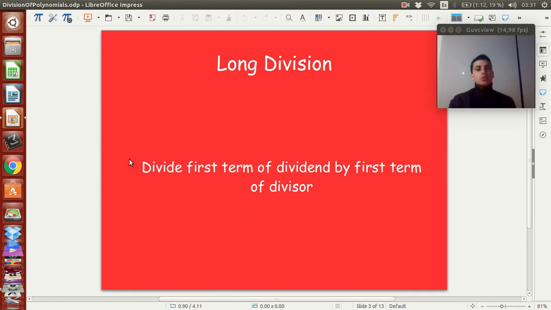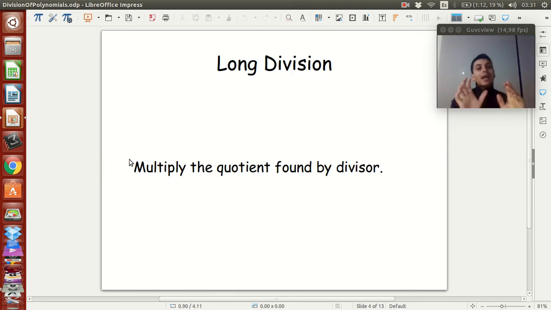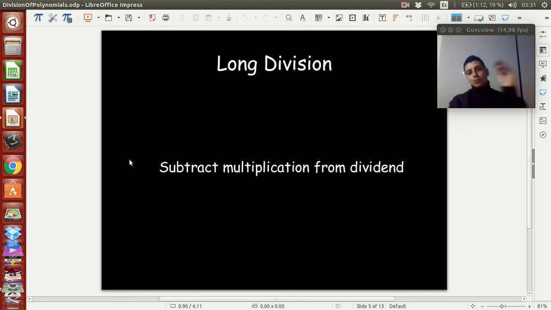So what you gotta do in long division? Take the first term of the dividend, take the first term of the divisor, and divide them. Then you will have a quotient. So this is the first step. Divide the first term of the dividend and divisor. Then multiply the quotient you got by the divisor. And the answer, what you're going to do with the answer is subtract. Subtract this multiplication from the dividend. Take the dividend, take the multiplication you got, and subtract them. When you subtract them, you have the remainder.